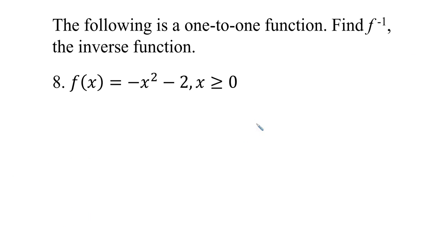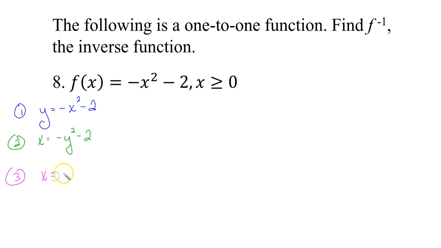All right. Let's see if we can do another one of these. Once again, restricted domain, because x squared is not a one-to-one function, but half of x squared is a one-to-one function. All right, so step one again, we call this y is equal to negative x squared minus 2. Be careful, don't lose that negative. That's going to be very important. Step two is we make this x is equal to negative y squared minus 2.